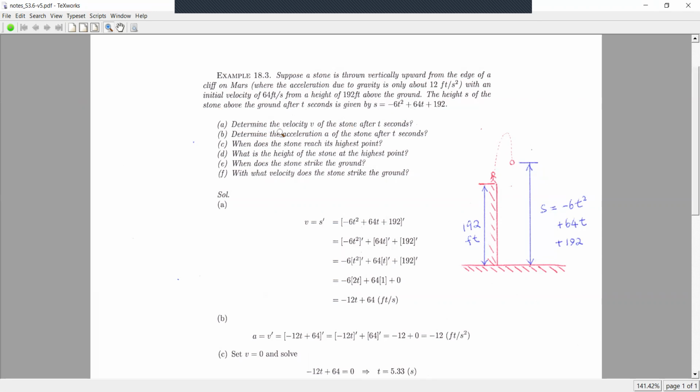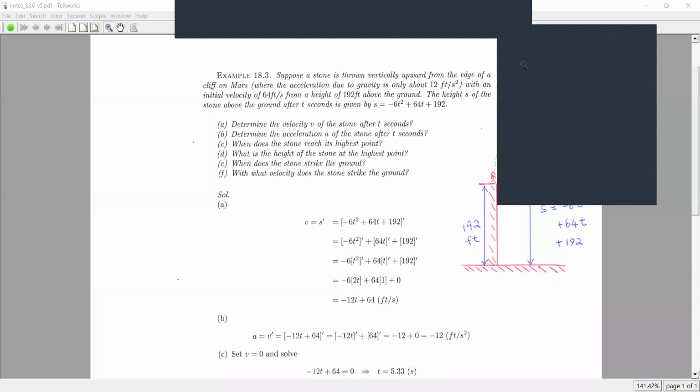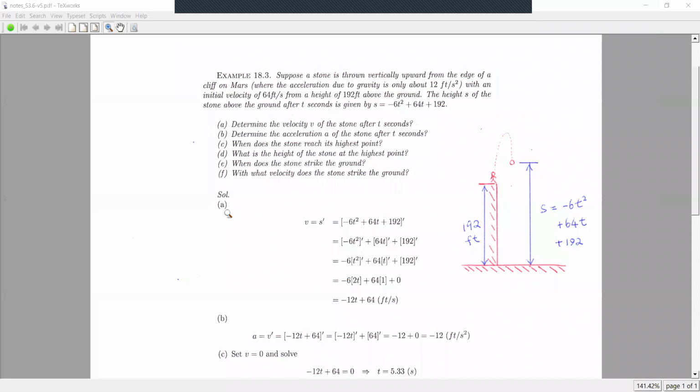Part A. Determine the velocity of the stone after t seconds. To answer part A, by fact number 2, take the derivative of the position function. Derivative of the position function is velocity. Derivative of this polynomial is negative 12 times t plus 64. This is the velocity of the stone after t seconds.